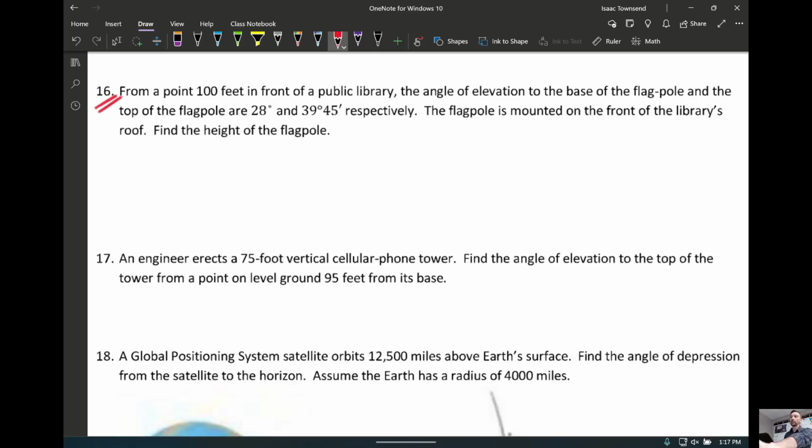Let me give you about 4 minutes. So in 4 minutes, try to set up the picture, see if you can figure out what they're wanting you to do, and see if you can get the height of the flagpole. And then we'll talk about it as a group.